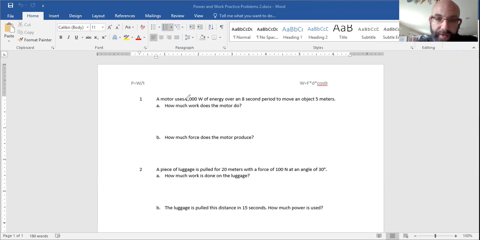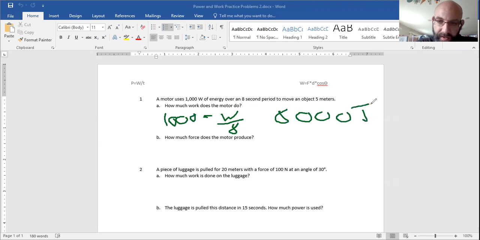So the equation we're going to use is power equals work over time, right? We know power is 1,000, which equals work over time, which is 8. So to bring the 8 to the other side, we multiply, and work is 8,000 joules.